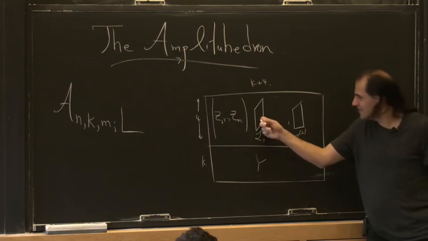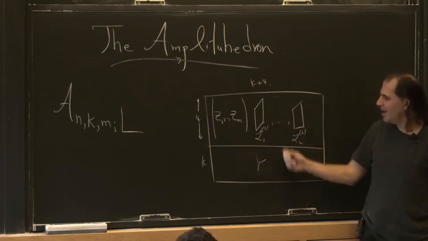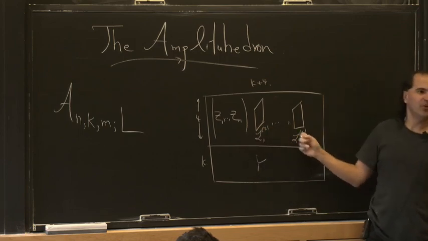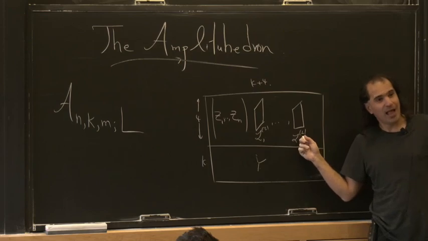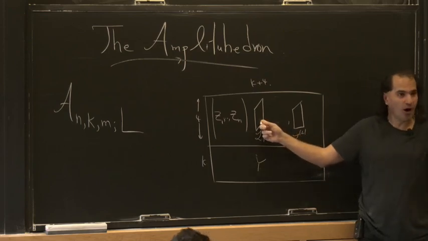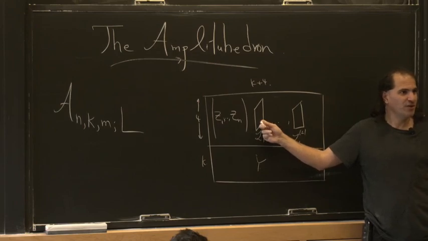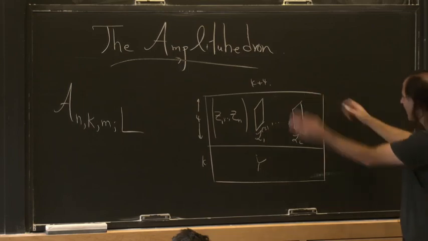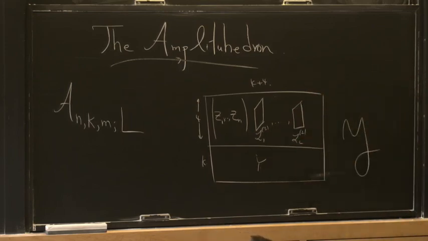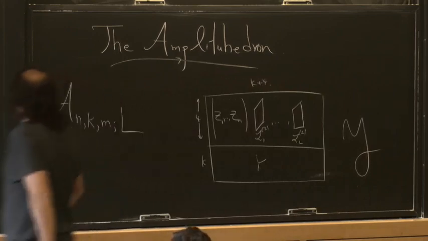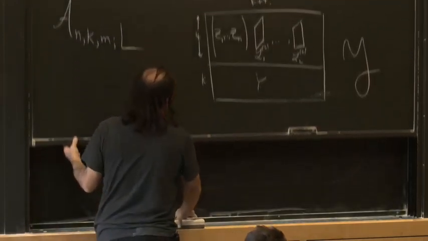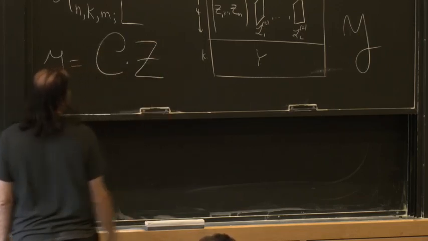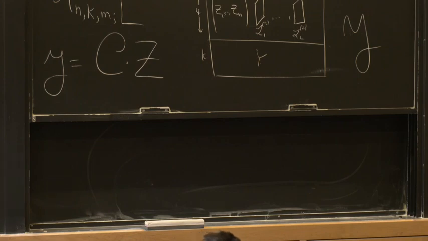Okay, so this data, the y, we have the y before. In addition to y, we have L lines in P3, L 2-planes in 4 dimensions. These are our L integration variables. Notice each one of them adds 4 to the dimensionality of the configuration, because the dimensionality of G(2,4) is 4. So it's exactly as it should be. I'm going to call this stack of objects Y. And so the all-loop amplituhedron is just Y equals C dot Z, exactly as before.